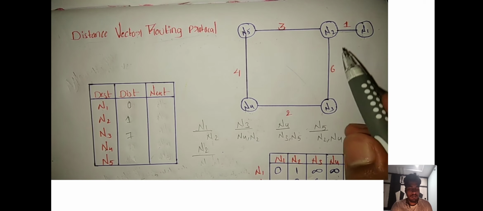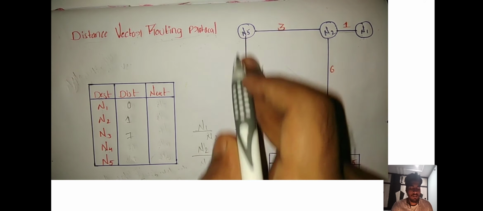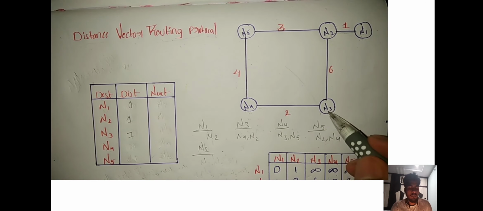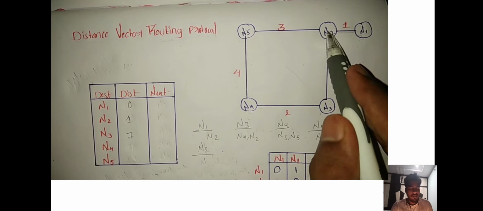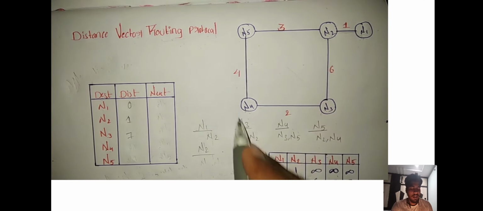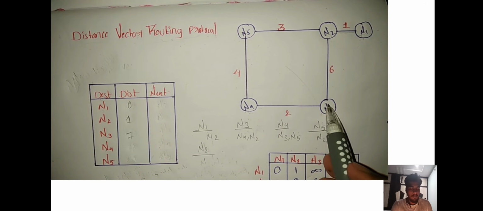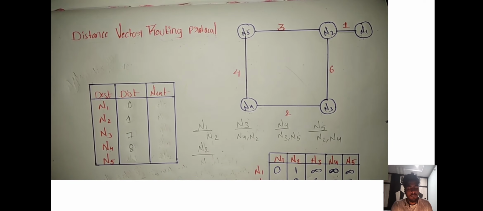And we have to go to n4 from n1. There are two ways. This one and this one. We can go from n1 to n2, n2 to n3, n3 to n4. And the other way is n1 to n2, n2 to n5, and n5 to n4. In this way, the distance is 8. In this way, the distance is 9. We'll take the shortest one. This is 8, right? So we'll take 8.